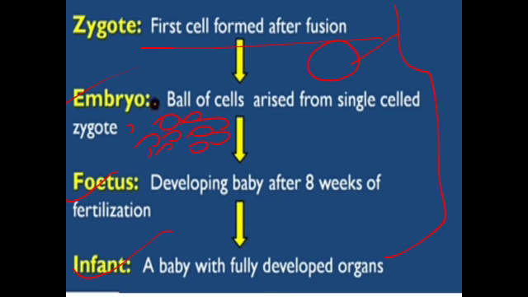So first of all, whenever there is fusion of egg and sperm in the female's body, the first cell formed is the zygote. This zygote is single celled, and then it gives rise to balls of cells, which is termed as embryo. Then after 8 weeks of fertilization, the baby that is developed is termed as fetus. And the baby with fully developed organs is termed as an infant.